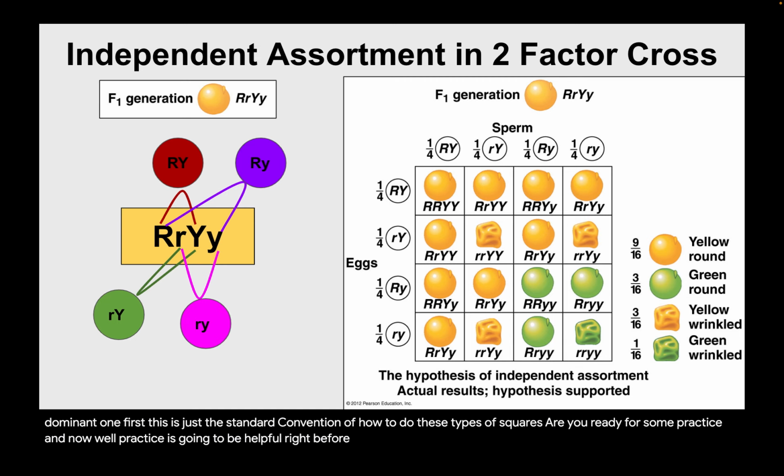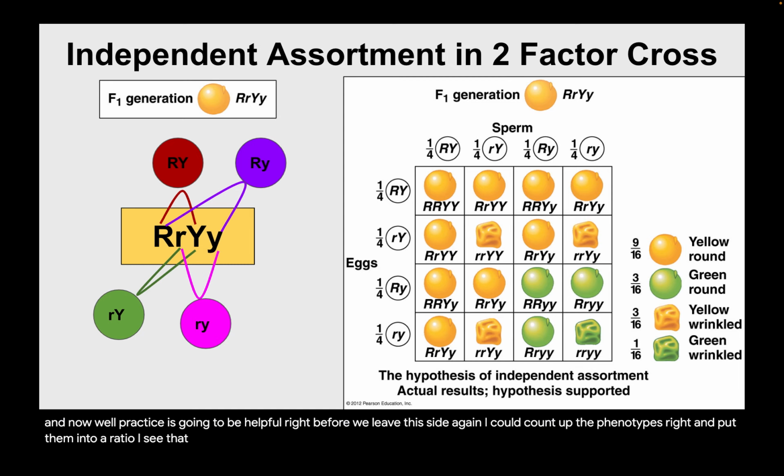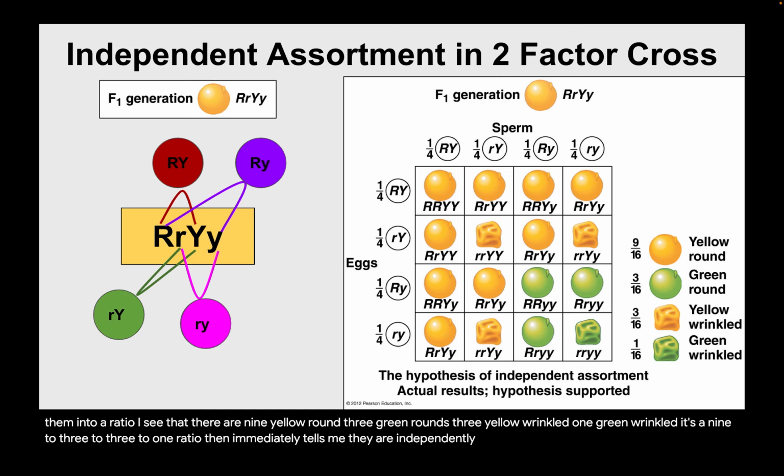All right, before we leave this side, again, I could count up the phenotypes and put them into a ratio. I see that there are 9 yellow round, 3 green round, 3 yellow wrinkled, 1 green wrinkled. It's a 9-to-3-to-3-to-1 ratio. That immediately tells me they are independently assorting.